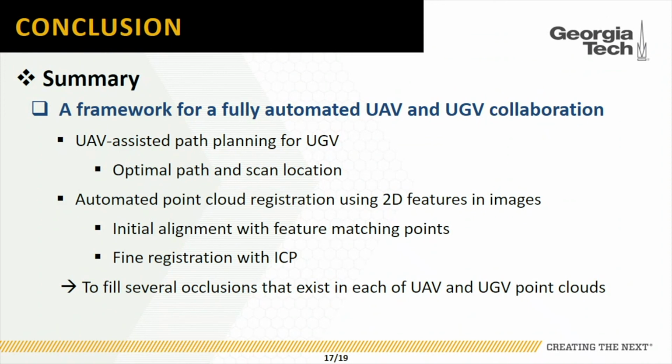In this study, we propose a framework for fully automated UAV and UGV collaboration, and the aim is to generate a more complete point cloud of the site, to assist decision making. The first task was to use the UAV data to do the path planning for the UGV, and then to register the point cloud data from UAV and UGV. The field test shows that this process can successfully fill several occlusions that exist in the respective point clouds.